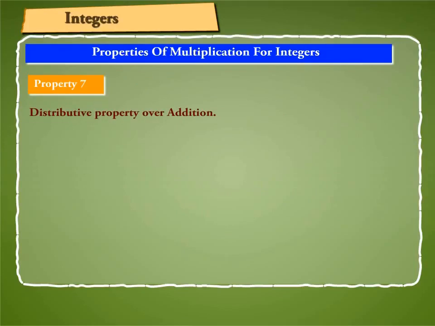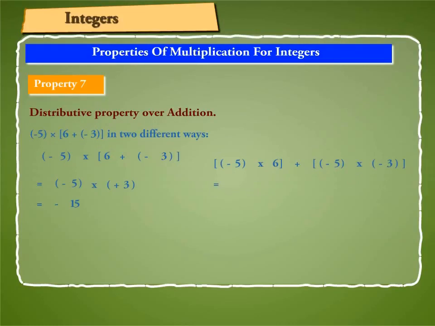Property 7. Distributive property over addition. We can compute minus 5 into 6 plus minus 3 in two different ways. First, minus 5 into 6 plus minus 3 is equal to minus 5 into plus 3 is equal to minus 15. Second, minus 5 into 6 plus minus 5 into minus 3 is equal to minus 30 plus 15 is equal to minus 15.